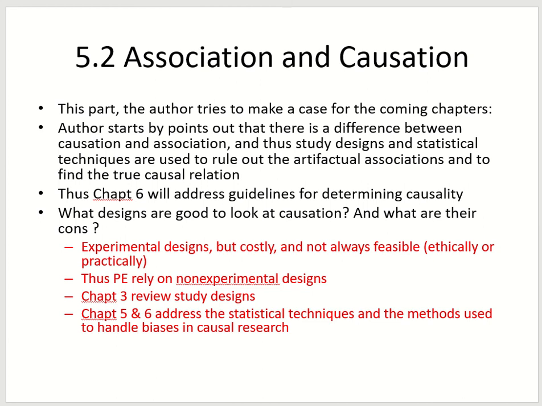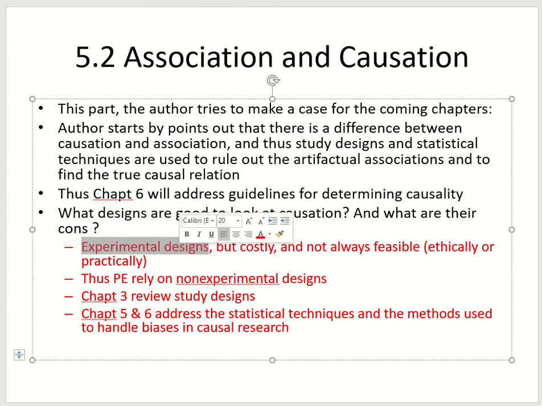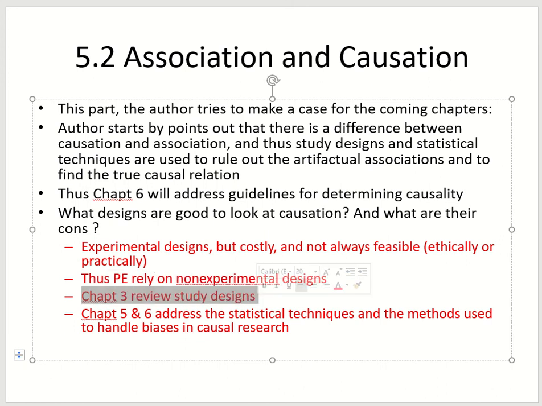Chapter 6 will address the guidelines for determining causality, and we will do that. We'll talk about that. Whereas designs that are good to look at causation, meaning experimental designs, however, they are costly and they're not always feasible due to ethical or practical reasons. Therefore, pharmacoepidemiology relies on non-experimental design. We'll talk about non-experimental design. And therefore, chapter 3 reviews study design. Chapter 3 is short. In this course, we will go beyond chapter 3. We will discuss cohort designs and case control designs in much more detail.